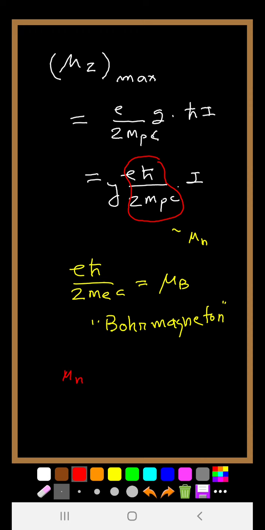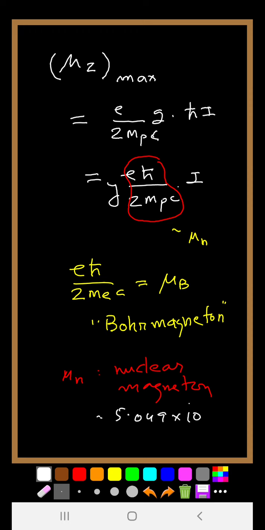Mu n is the nuclear magneton, and its value is 5.049 into 10 to the power minus 24 erg per Gauss.